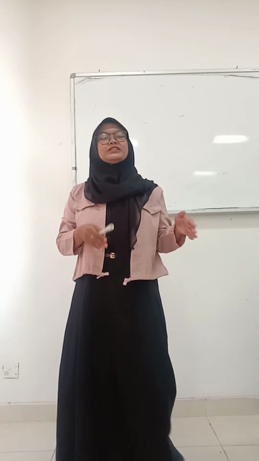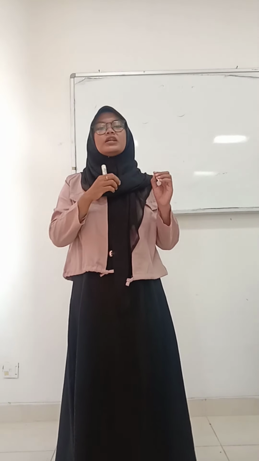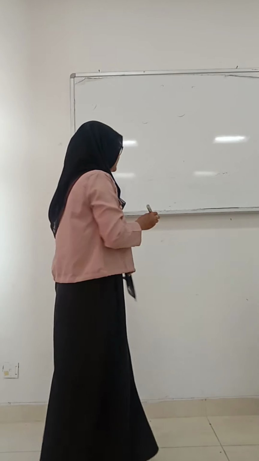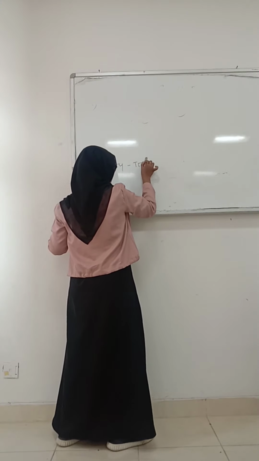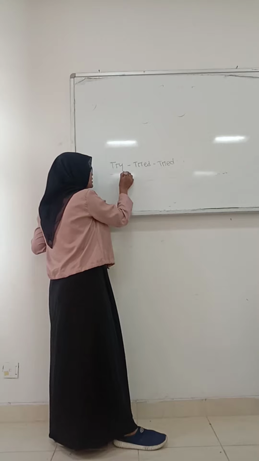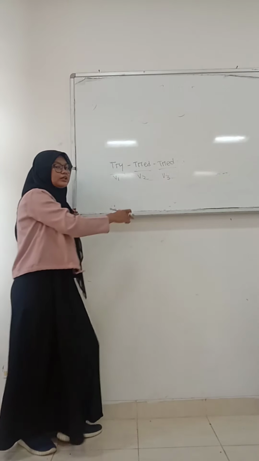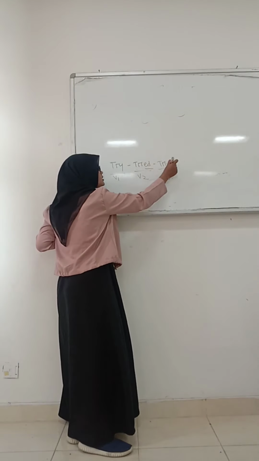Verbs based on the changing form are divided into two kinds. The first is regular verb, and the second is irregular verb. For the regular verb, verb 2 and verb 3 are the same, formed by adding -ed. For example, try. Try is verb 1, tried is verb 2, and tried is verb 3.